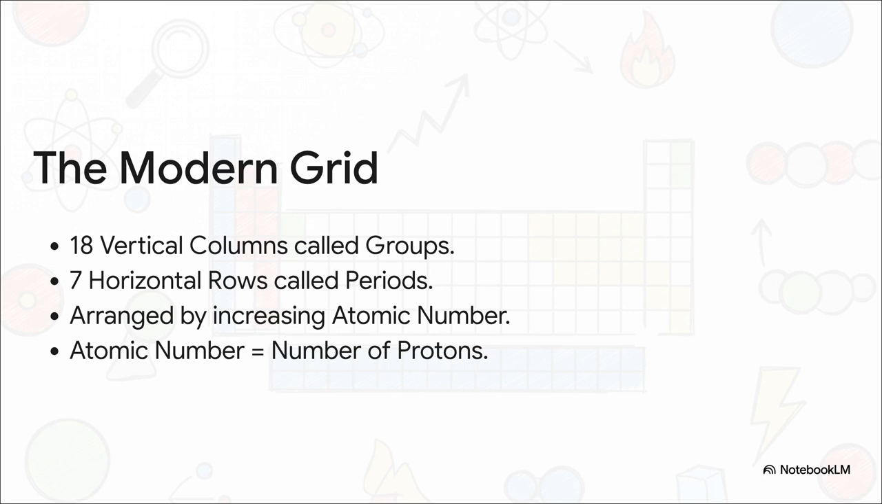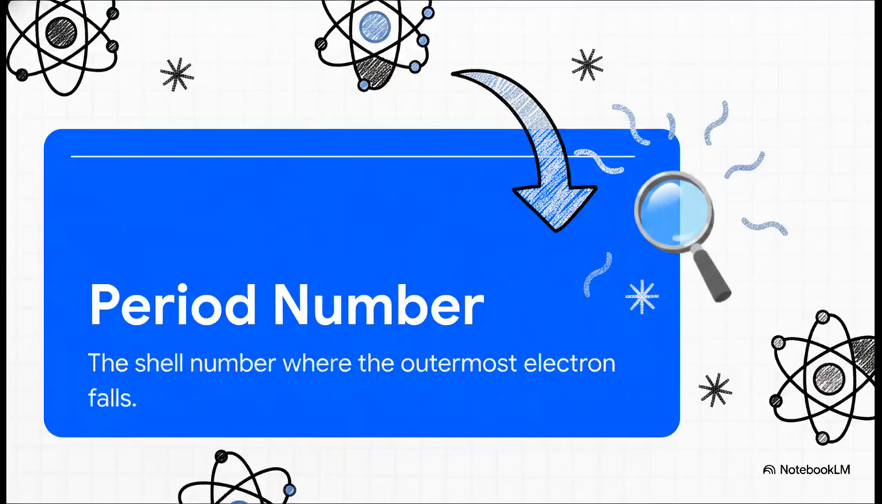And remember, that atomic number? That's the absolute DNA of the element. It simply tells you the exact number of protons sitting right there in the center of the atom's nucleus. It's never a fraction, always a whole number, and literally no two elements in the universe share the exact same one. Now, here's a massive clue for your exams.